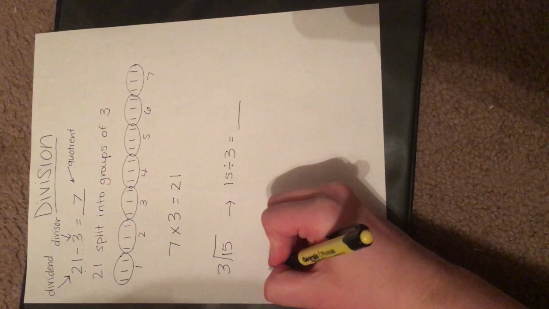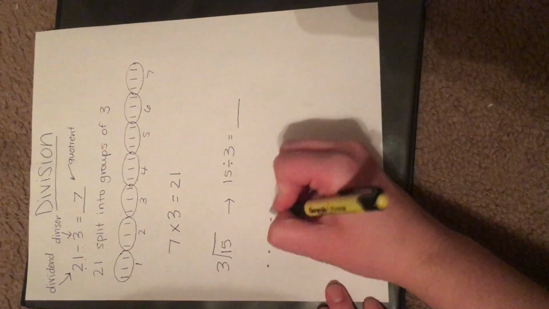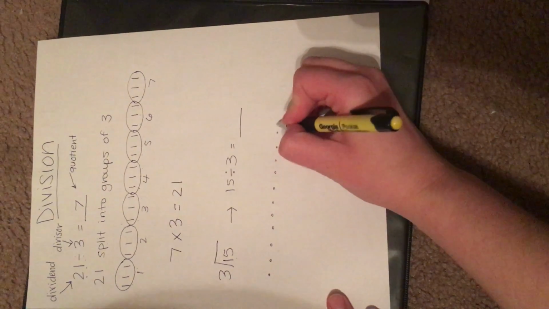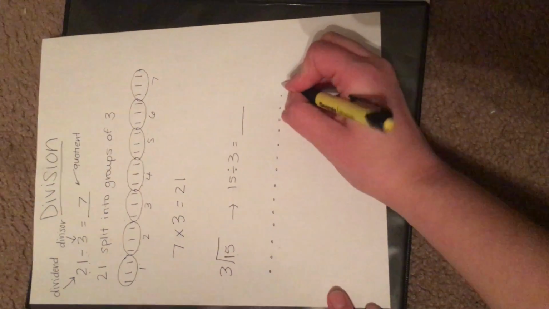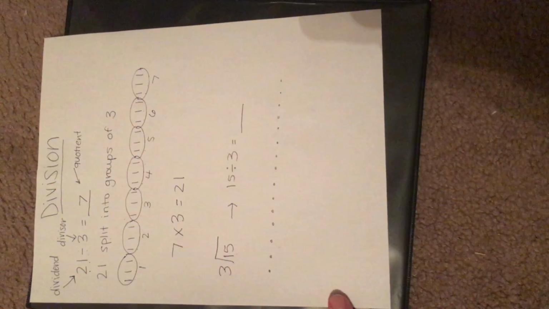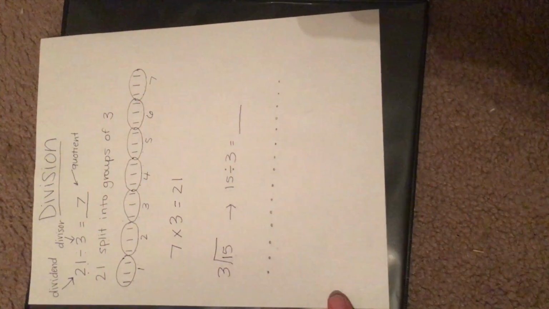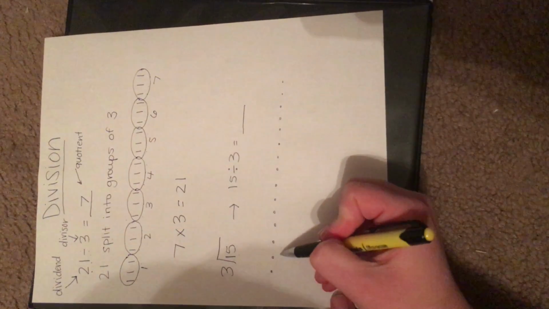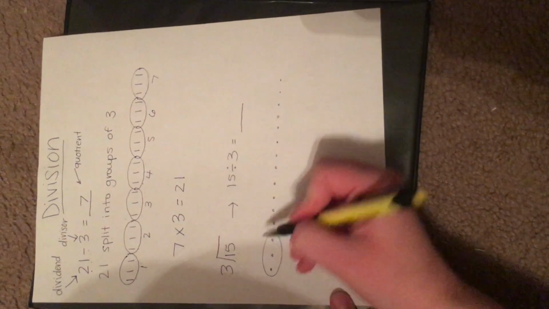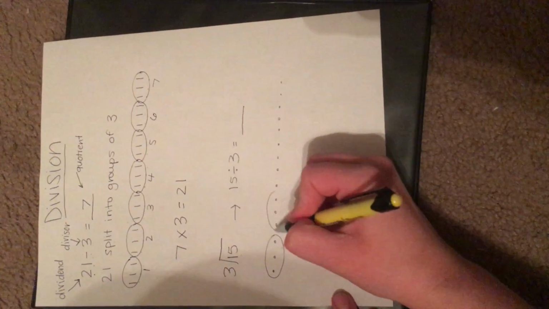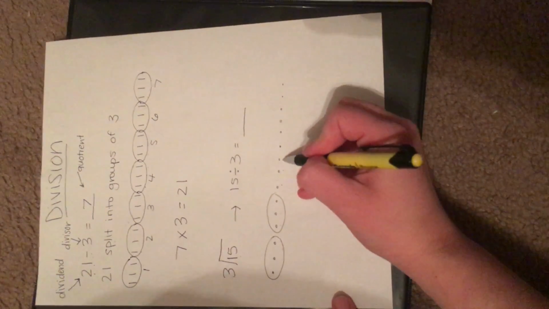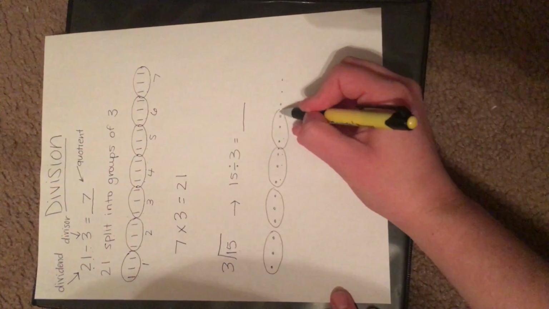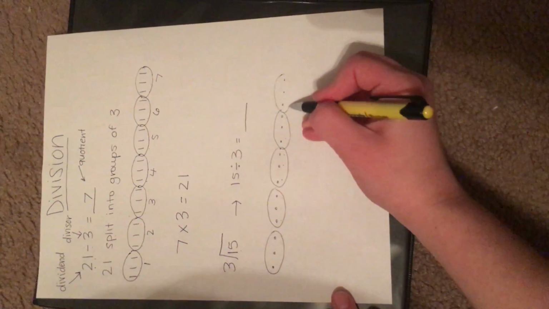Alright, so if I were to take 15, alright, I've drawn 15 dots. And our divisor is 3, so our groups are going to be made up of 3 dots. So I have 1, 2, 3. 1, 2, 3. 1, 2, 3. 1, 2, 3. 1, 2, 3.